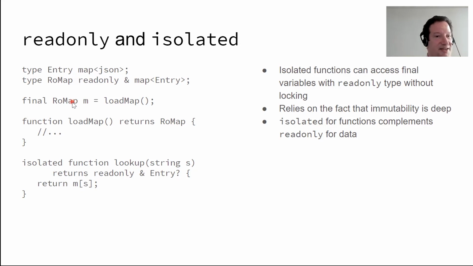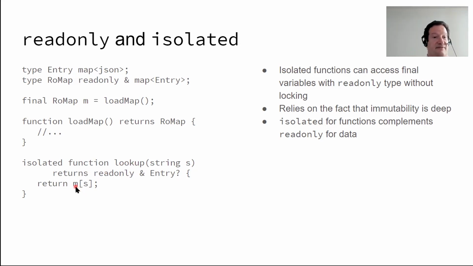Because I've declared it as read-only and because I've declared it as final, this variable m is completely safe to access from multiple threads. There's nothing that can go wrong, because it's final, and what it points to is not just read-only, I'm guaranteed that it's read-only all the way down. So in my isolated function, it's perfectly fine to access m. I can do that completely safely without endangering the safety of this function.